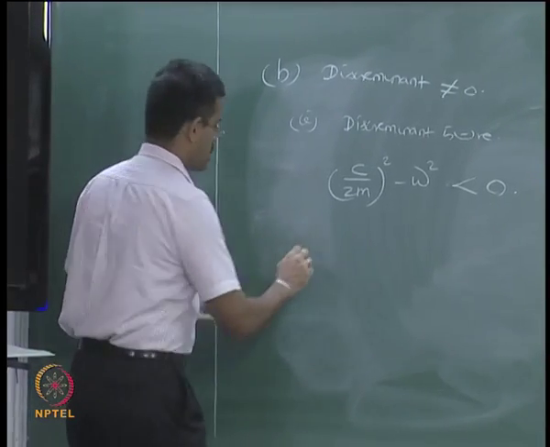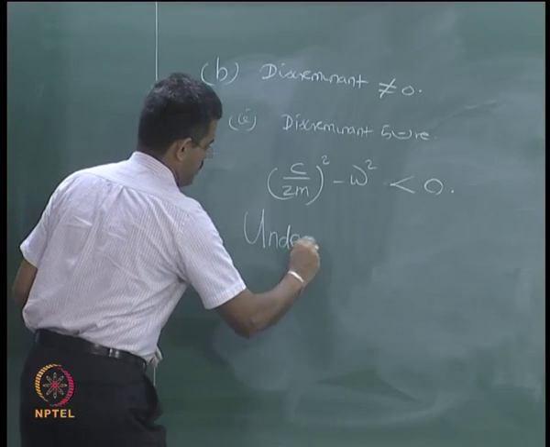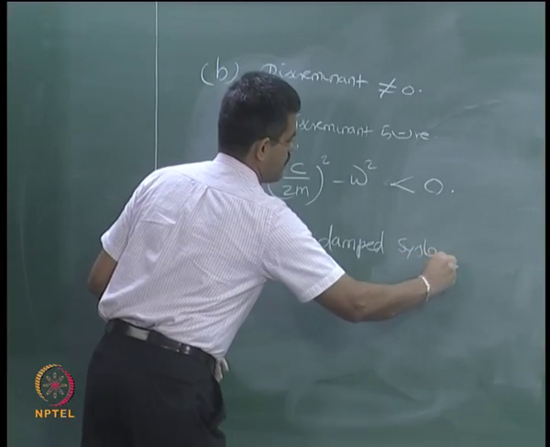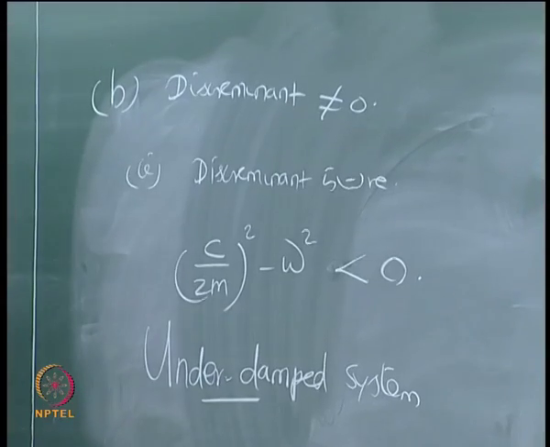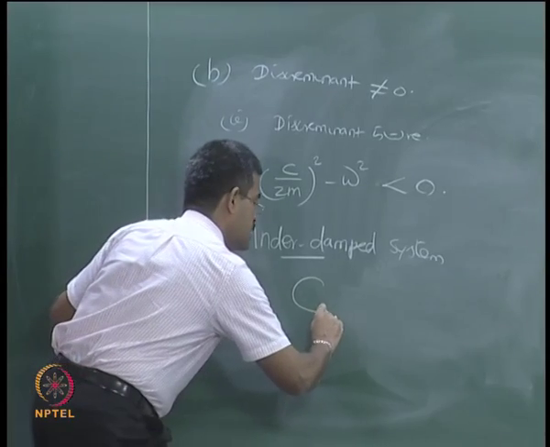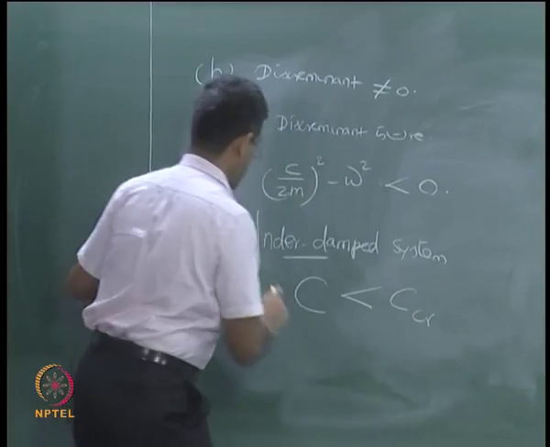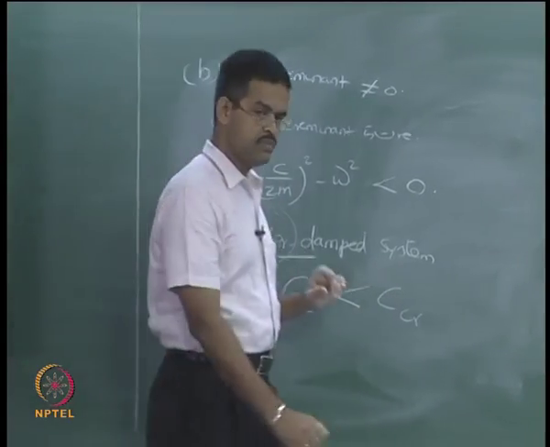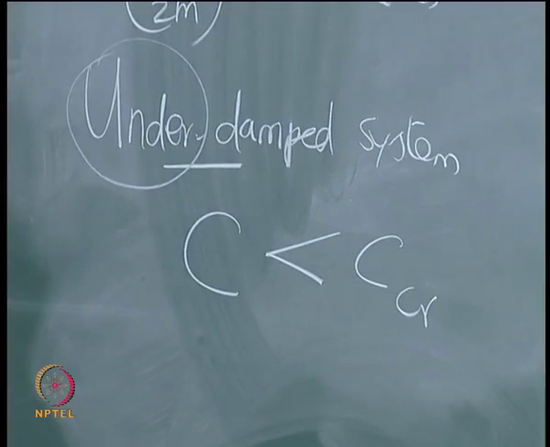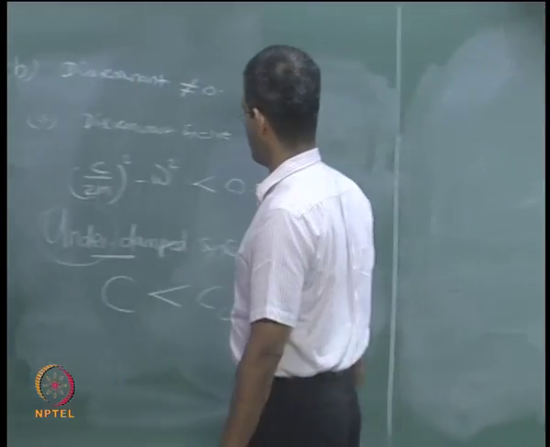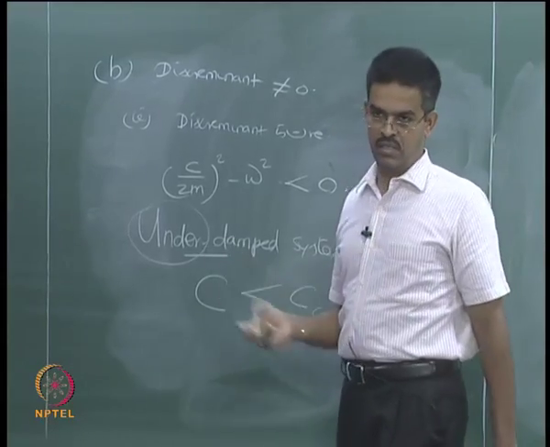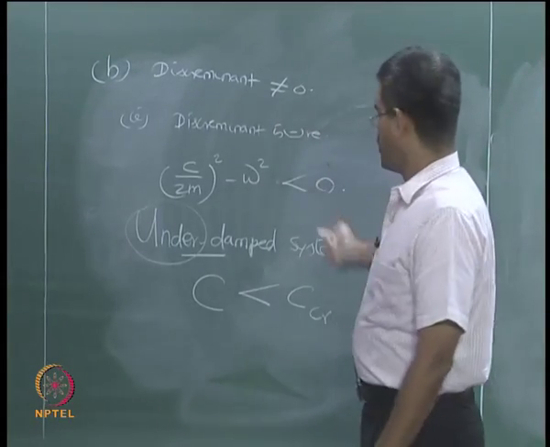So I will call this an underdamped system. I call the damping constant as less than C critical because it is underdamped. So the damping constant will be lesser than the critical damping. Obviously one can expect if we put discriminant as positive, I call that an overdamped system and I understand that C will be greater than CCR and the discriminant will become positive.